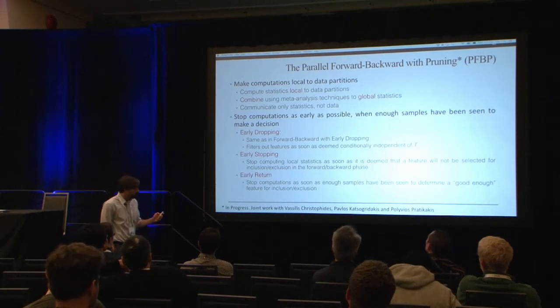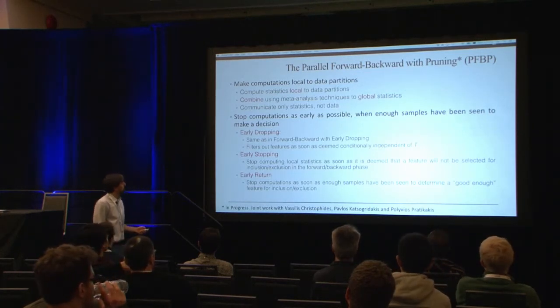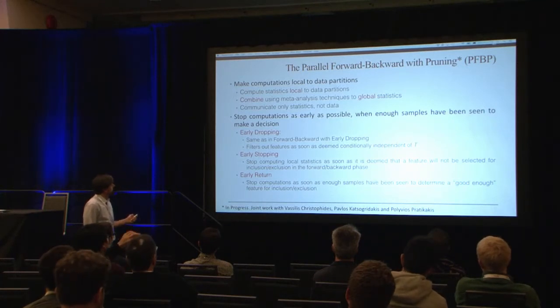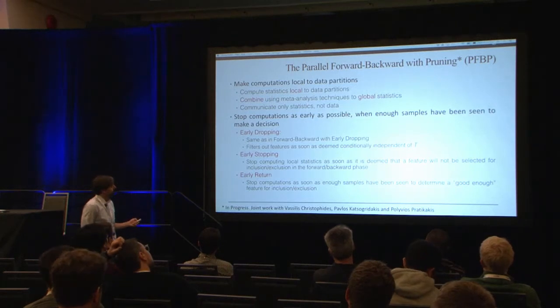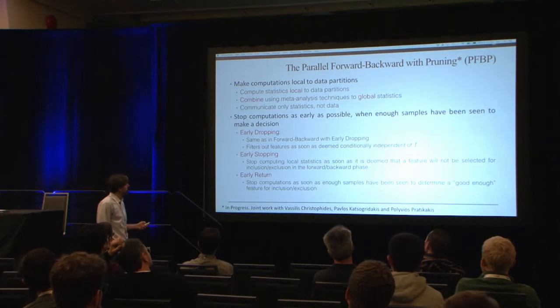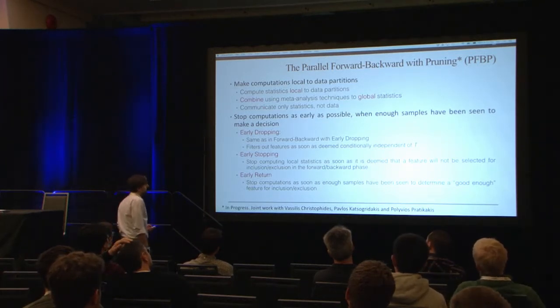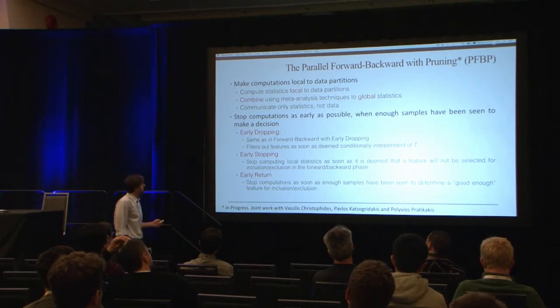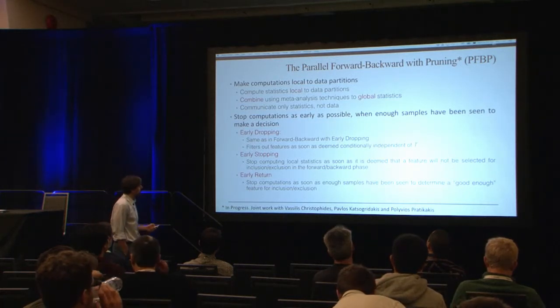So we devised this algorithm, which is joint work with other colleagues very recently. And the trick we use to make computations local is to use meta-analysis technique to combine local computations to global statistics. So we communicate only statistics, not the data, and asymptotically also you get the same answer. And we use the early dropping heuristic again, same as the one I described.